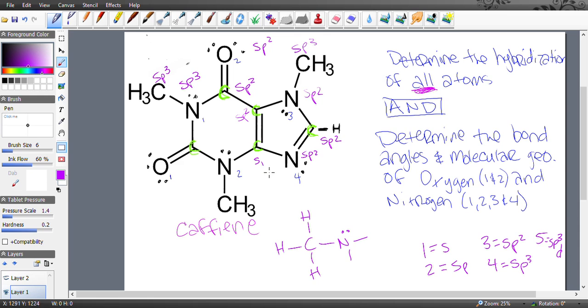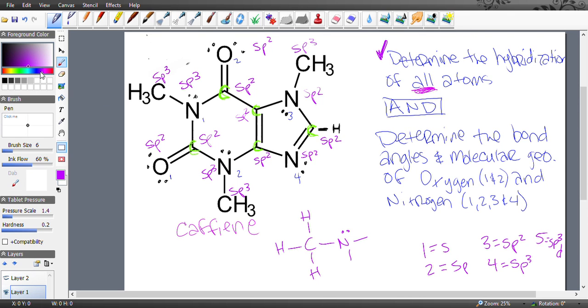Same thing here, sp2, 1, 2, 3 groups, sp2. Nitrogen right here, 1, 2, 3, 4, so sp3. Carbon, same thing as this carbon, sp3. Oxygen, 1 group, 2 group, 3 group, so sp2. 1, 2, 3 for this carbon, sp2. And that's all of them. So we've done this part now.